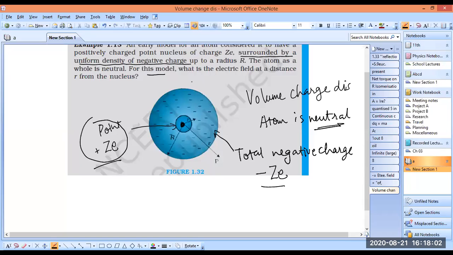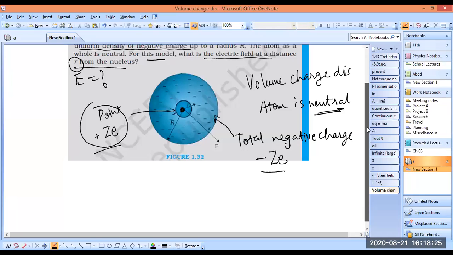So what is the electric field at a distance r from the nucleus? It's a similar question to that theory, but we don't have a shell, we have an atom. So the question is, if you take some point at a distance r, then what is the electric field at that distance? Okay, so let's start.